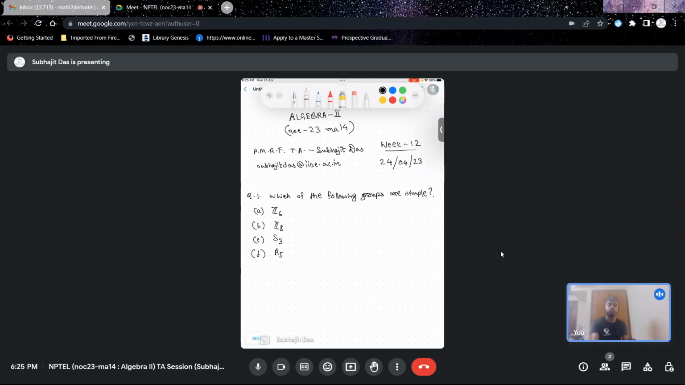Okay, so I do hope that you know what simple groups are. A group is said to be simple if it has no non-trivial normal subgroups other than itself and the trivial group, right? So we need to figure out which of these groups are simple groups.